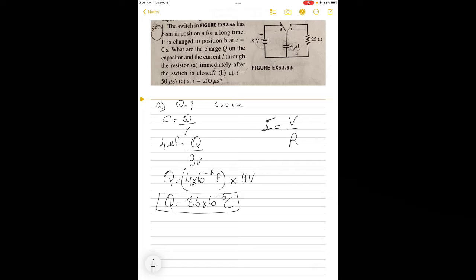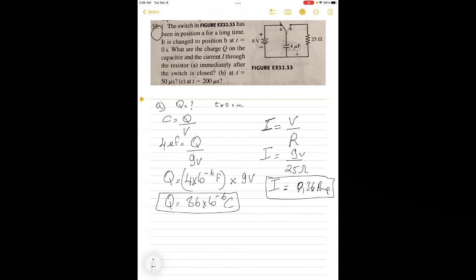Amp is going to equal volt divided by resistance. So the current in the circuit is going to be equal to 9 volt divided by the resistance of 25 ohms. So the amp will equal 0.36 amps.